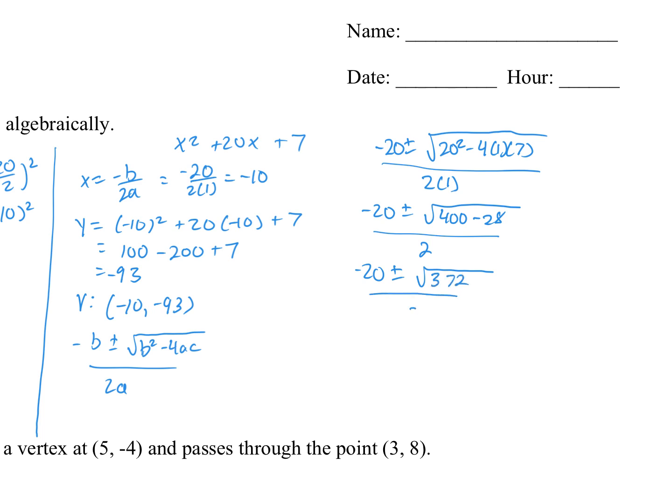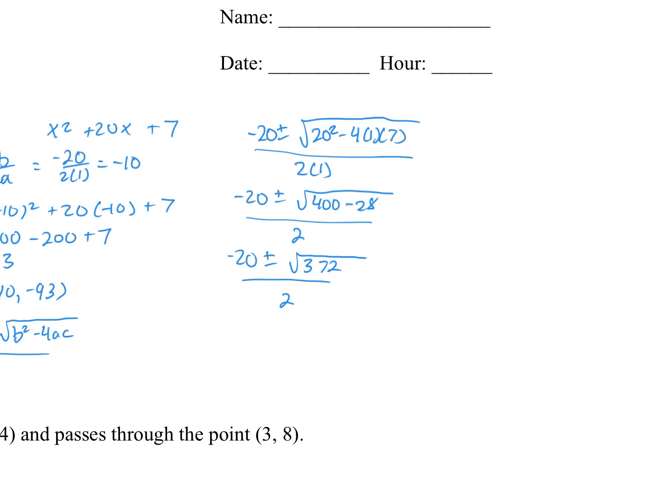372 divided by 2. I don't know the perfect squares in 372, so I can either try to divide using my calculators or I can make a factor tree. So if I divide 372 by 2, break this down using a factor tree, I get 2, 186, divide that by 2 some more. I get 2, 93, and then I get 3 and 31. So here's my pairs.